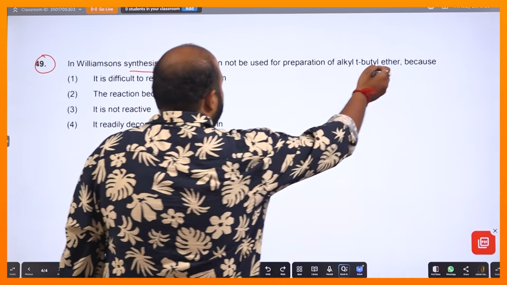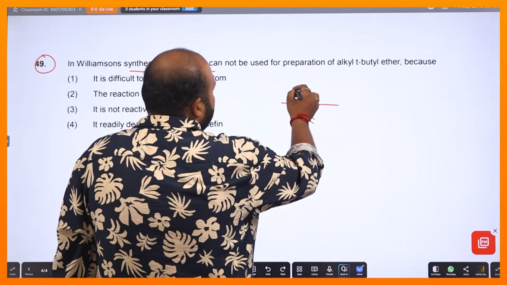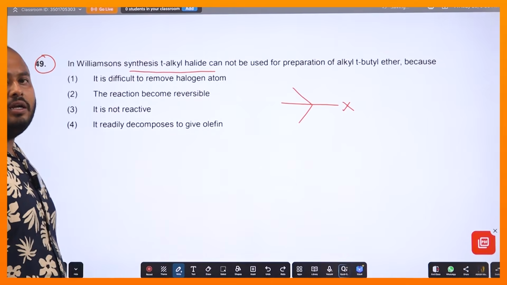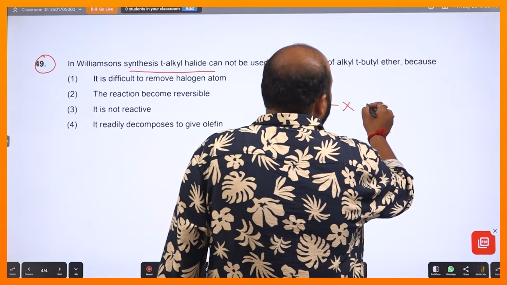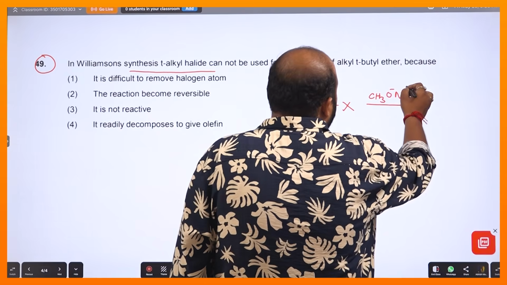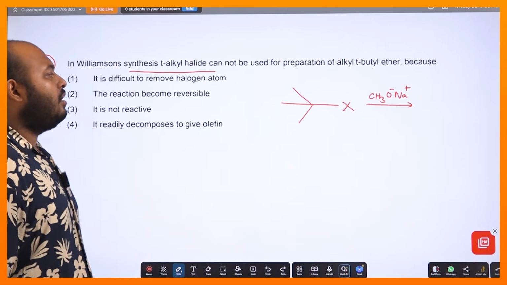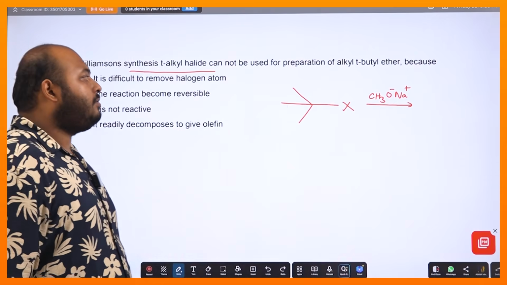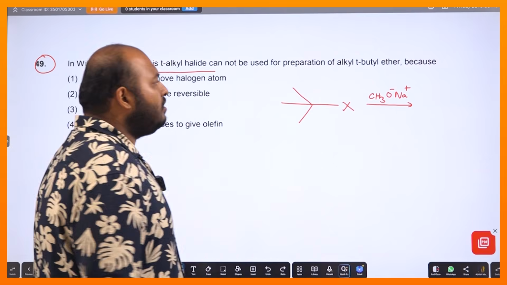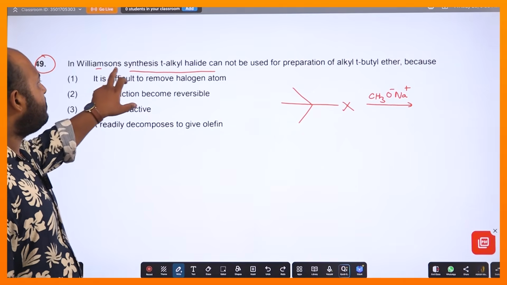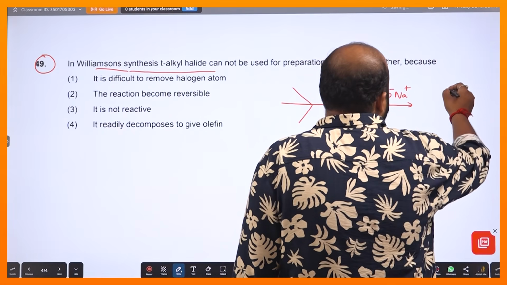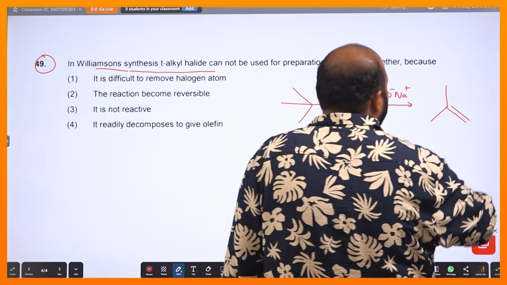So if we take a tertiary alkyl halide, suppose this is a tertiary alkyl halide, and if we try to do a Williamson reaction using, suppose we have taken sodium methoxide. So this reaction will not go in accordance with the Williamson synthesis, and we will be getting a product which is like this.